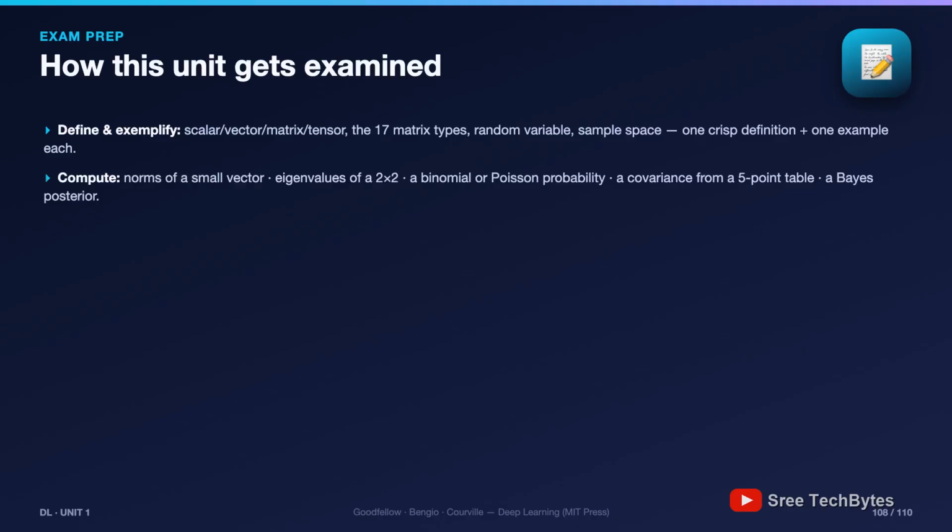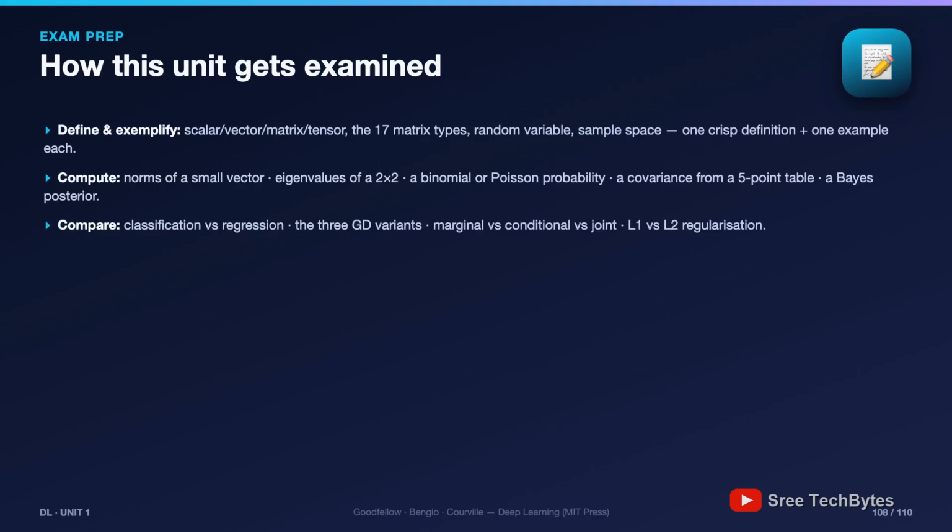The examples on our slides are exactly the currency you need to compute. Norms of a small vector, eigenvalues of a 2 by 2, a binomial probability, a covariance from a 5-row table, a Bayes posterior. Every one of these appeared as a worked example in this series. Redo them whole.